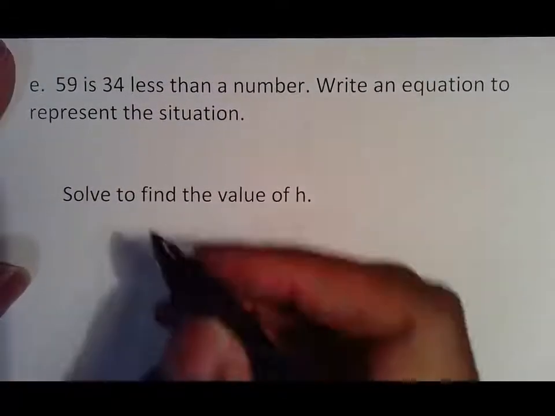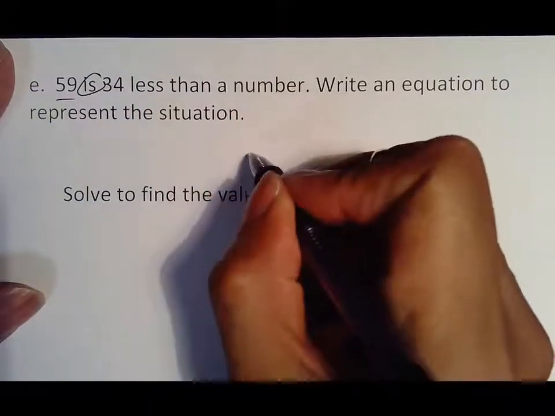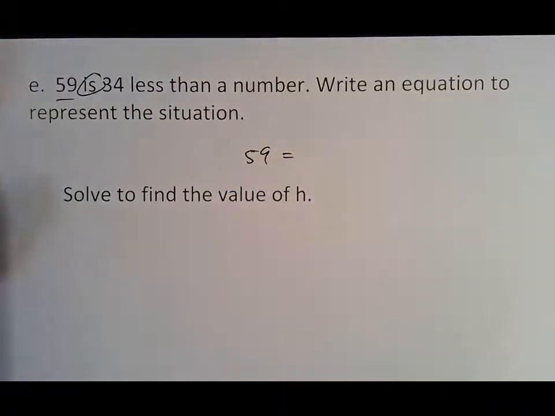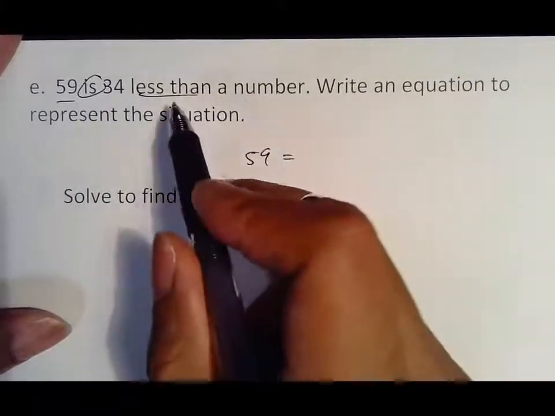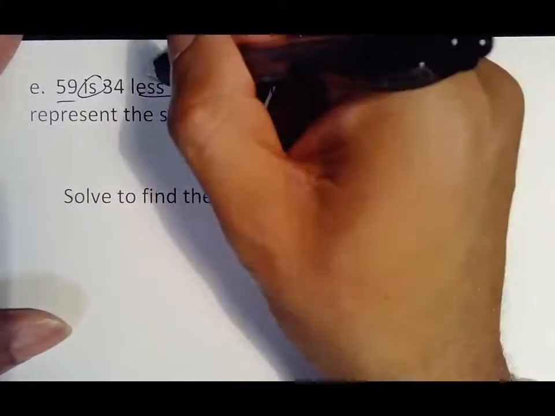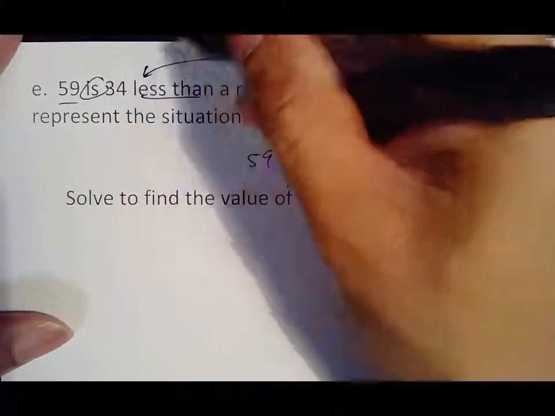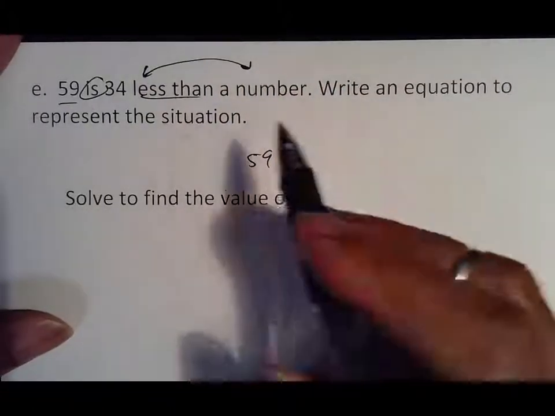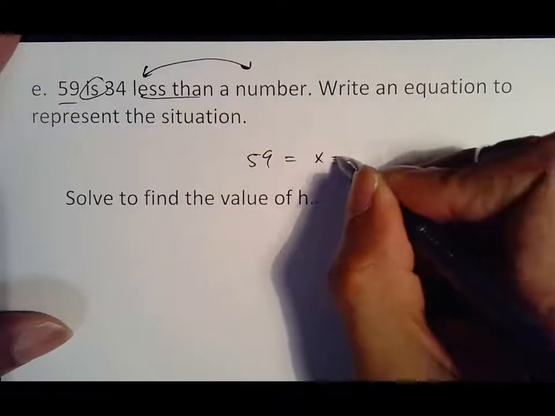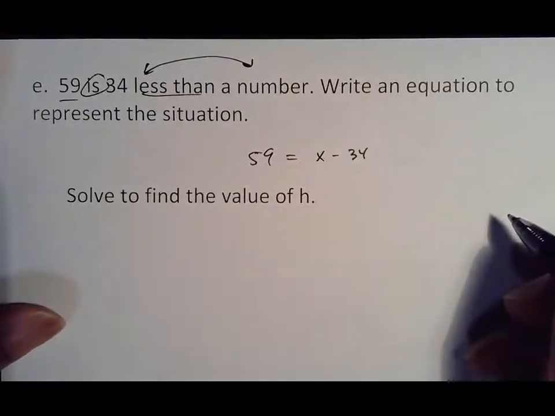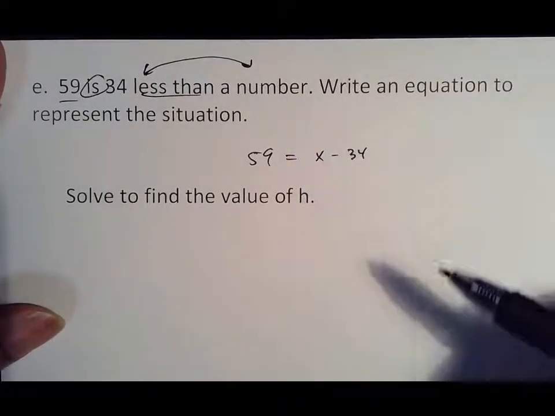And then the last type that you'll see that you need to practice on: 59 is 34 less than a number. 59 is, that means we should be putting 59 equals. You don't want to put equals 59 because it starts with the number 59. And if 59 is stated first, it should be written first. Less than means subtract, but remember it means subtract and switch them around. So 34 less than a number means I'd put x minus 34. Or whatever variable they tell us to use.